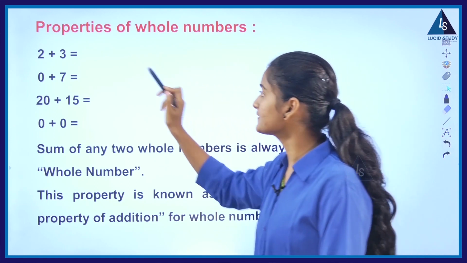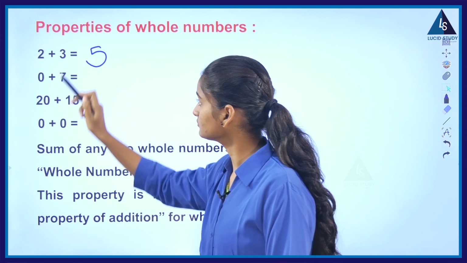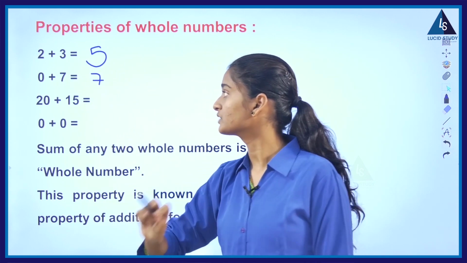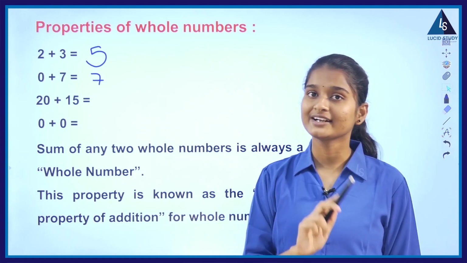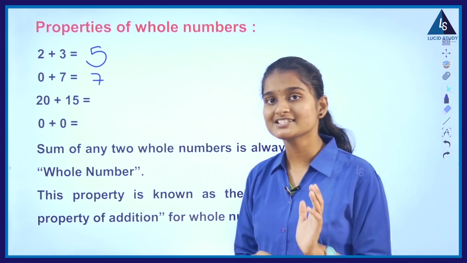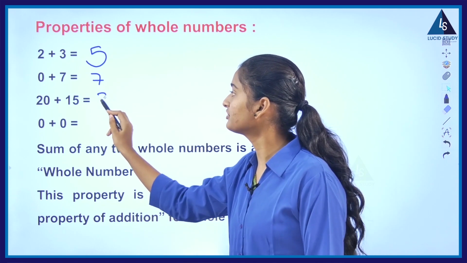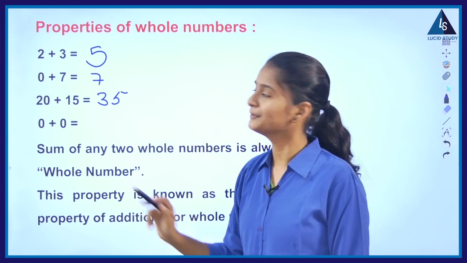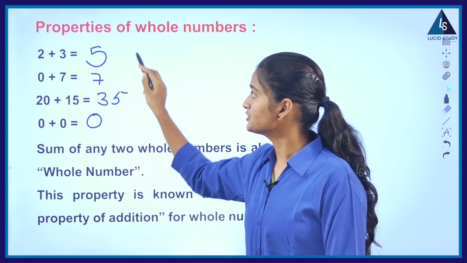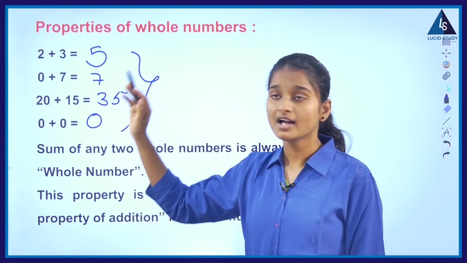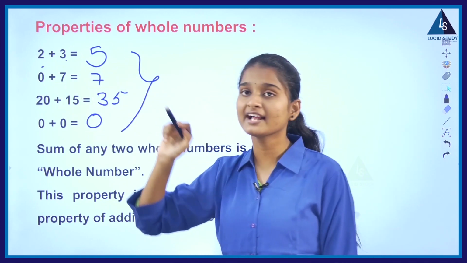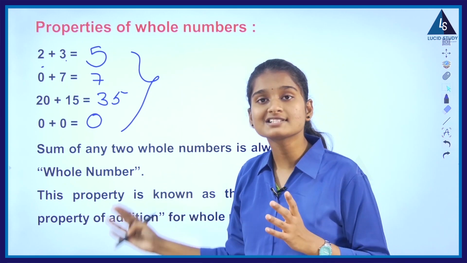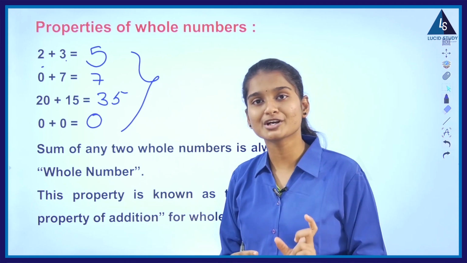So what is 2 plus 3, children? 2 plus 3 is equal to 5. 0 plus 7 is equal to 7. What is 20 plus 15? 20 plus 15 is equal to 35. 0 plus 0 is equal to 0. So children, as you can see here, when two whole numbers are added, the sum is also a whole number. So this property is called closure property.